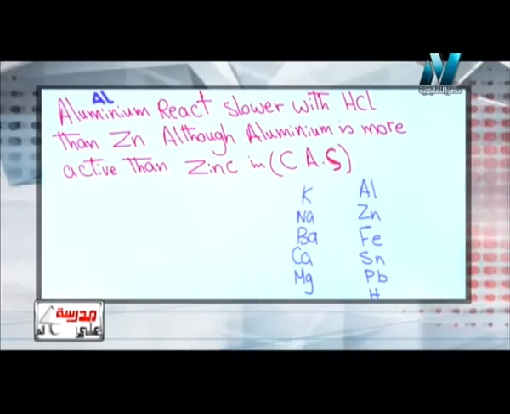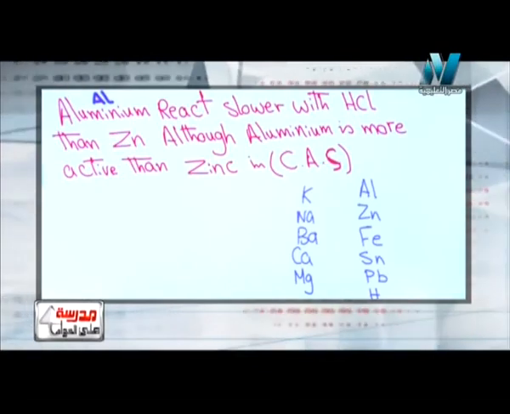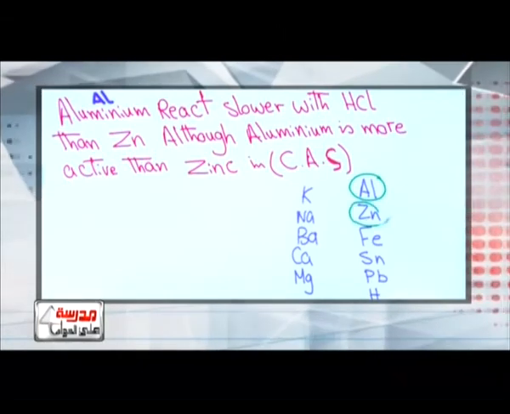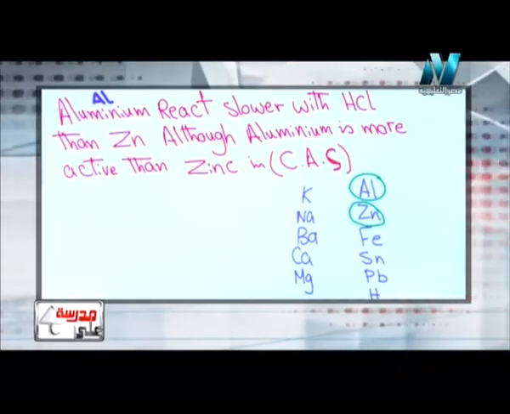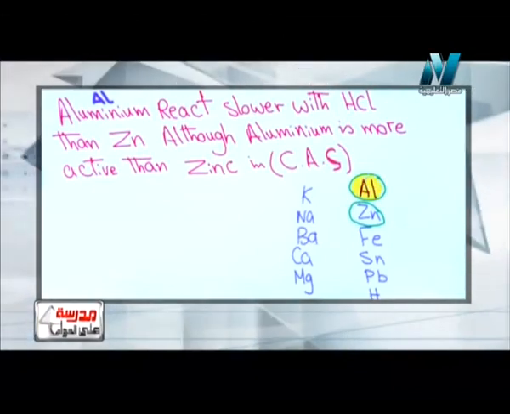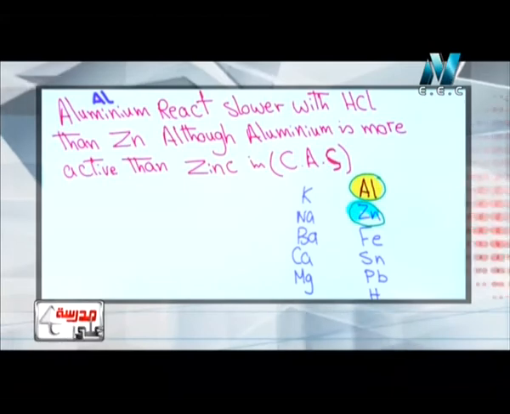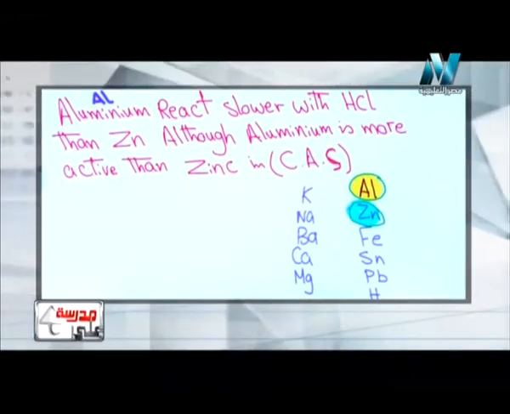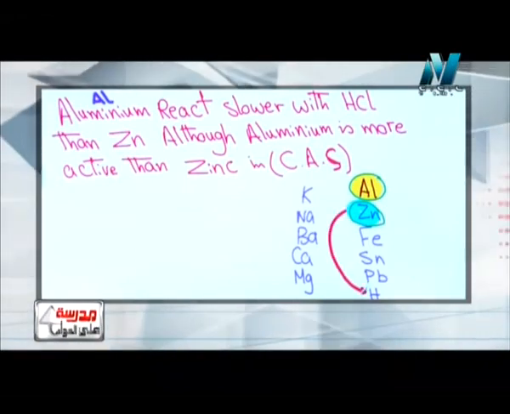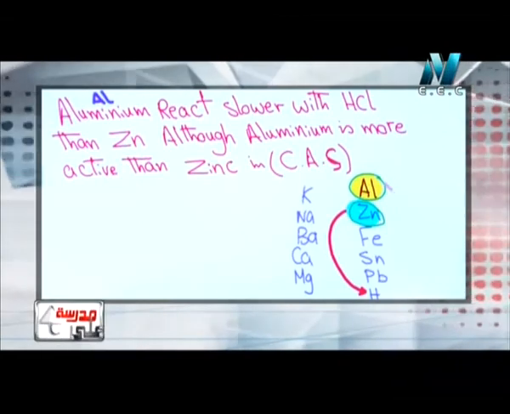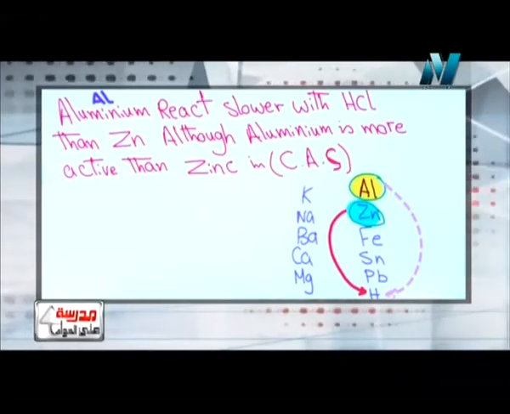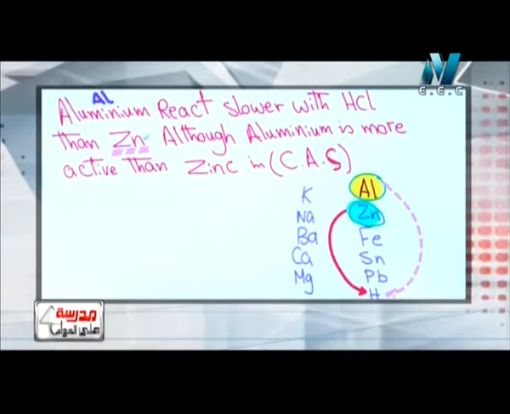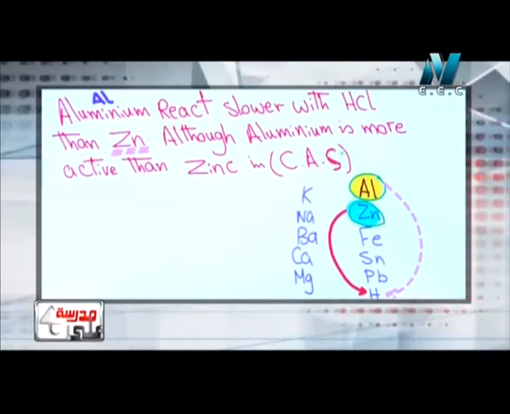Someone tells me aluminium. Of course, as we see, aluminium is more active than zinc, right? I tell him, of course aluminium is more active than zinc. How come zinc reacts faster than aluminium with hydrochloric acid, and zinc is more active than aluminium? That is the meaning of the question. Aluminium is more active than zinc in the chemical activity series. How?